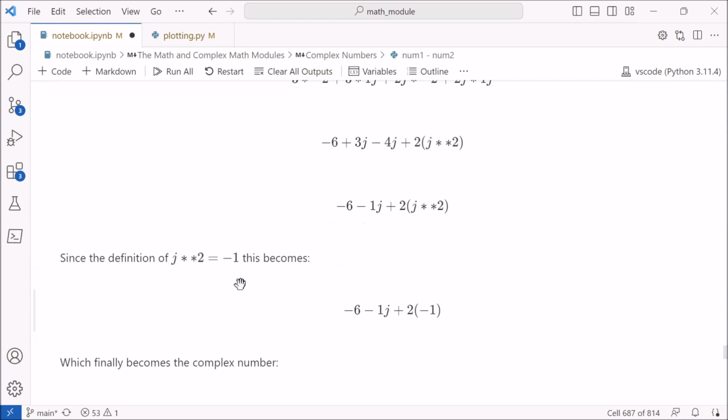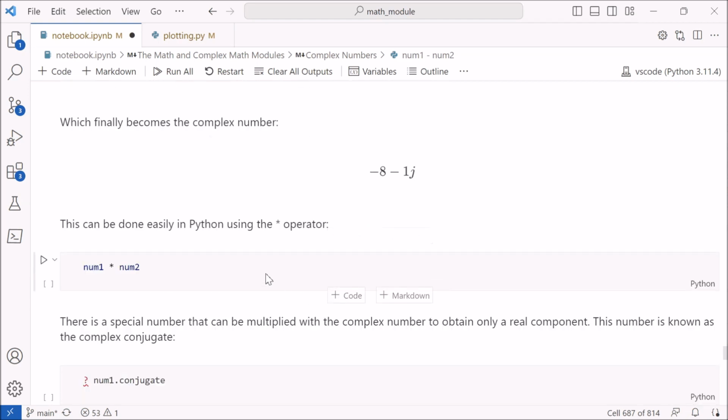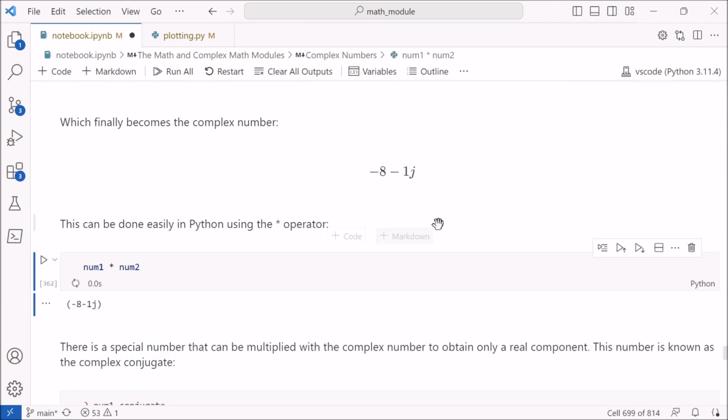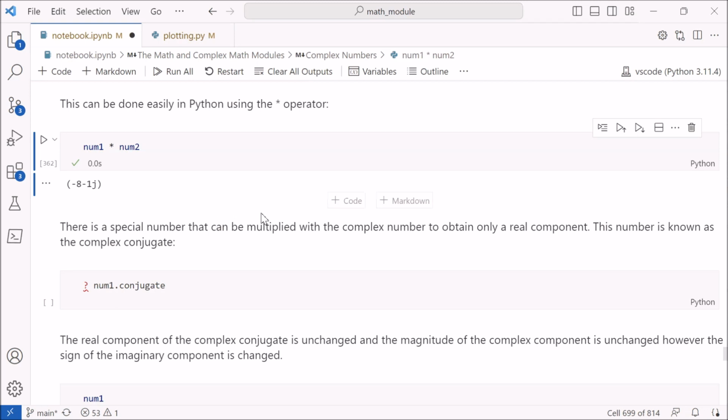J squared is minus 1 because that's the definition of j. So minus 6 minus 1j plus 2 times minus 1. Combine the real terms and the imaginary terms gives minus 8 minus 1j. And this can be done in Python using the multiplication operator star. And there's a special number that can be multiplied with the complex number to obtain only a real component. And this number is known as the complex conjugate.